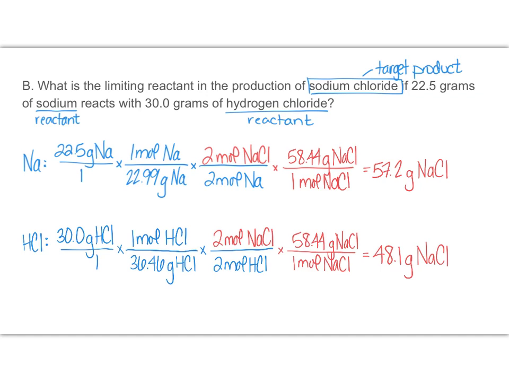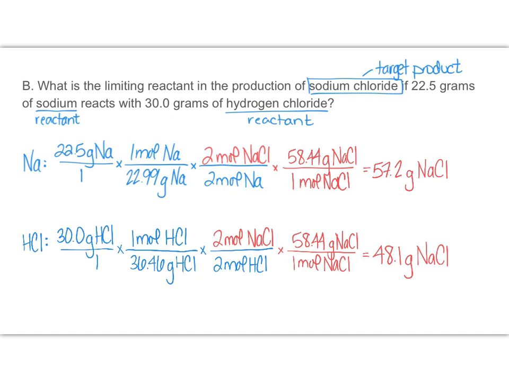Check to see if your work matches mine. I have 30 grams of HCl. I divided by the number off the periodic table to get to moles. Then I used my balanced equation. It's a 2-to-2 ratio. And then again I multiplied by the number off the periodic table to get into grams of my target product. I found that with my starting amount of HCl, I can make 48.1 grams of NaCl.